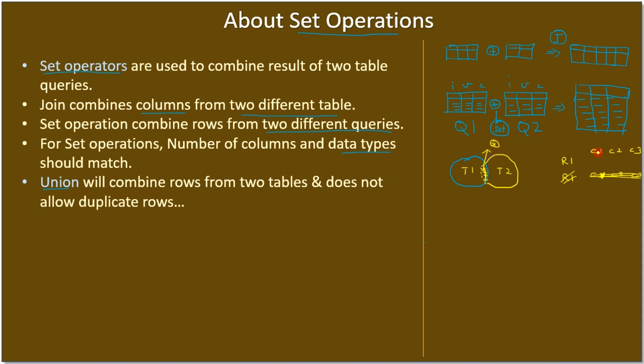Once a row is picked from one table, the same row from the next table will be skipped. So that's the union operation. In the end result, you will see records from both tables, and duplicates will be removed.